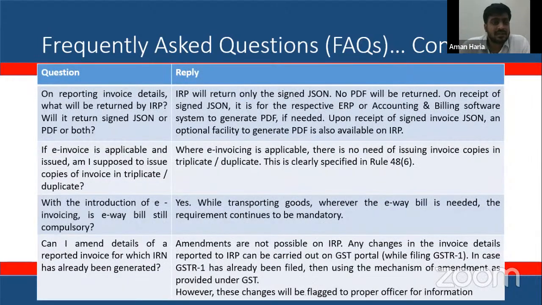The next one, on reporting invoice details, what will be returned by the e-invoice registration portal? Will it be only a signed JSON or PDF or both? What the government has clarified is that the invoice registration portal will only return a signed JSON. PDF will not be returned. The systems will have to be geared up to convert this signed JSON into a PDF.